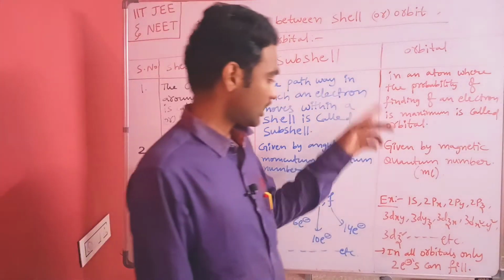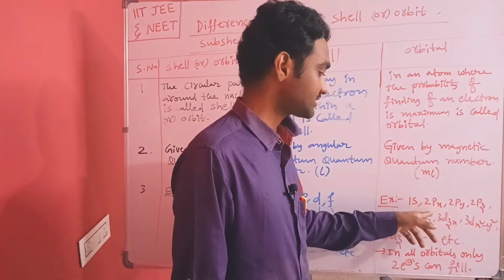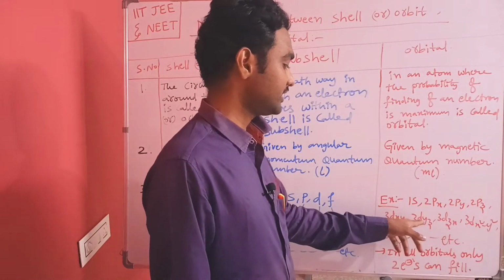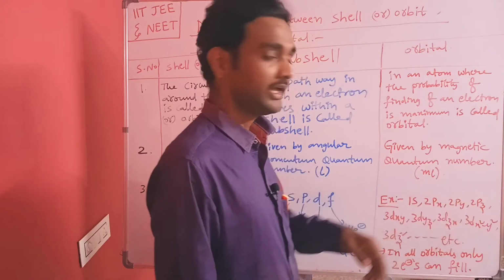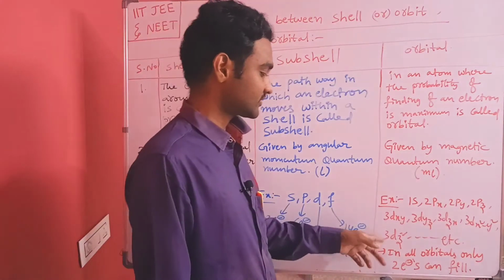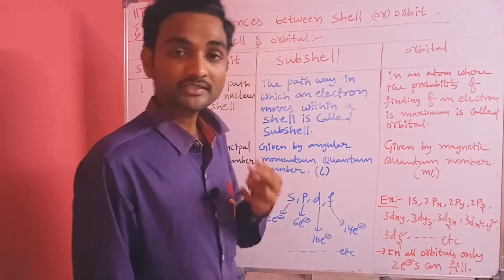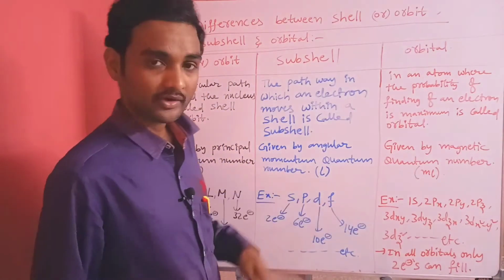Next, orbitals. Examples: 1s orbital, 2px orbital, 2py orbital, 2pz orbital, 3dxy orbital, 3dyz orbital, 3dzx orbital, 3dx²-y² orbital, 3dz² orbital and so on. Now, in an orbital only 2 electrons can fill. This point you have to remember, very important.